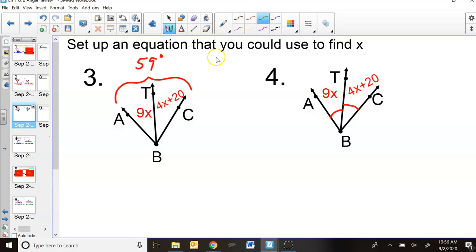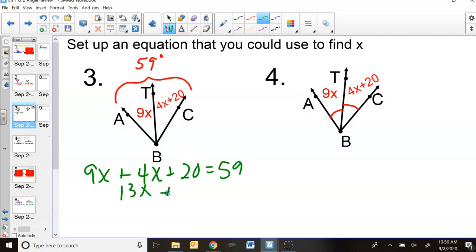Okay, hopefully you didn't say they were equal because there's no marks here to tell me that these are equal, and it doesn't say anywhere on here that BT is the bisector. So you would set this up as 9x plus 4x plus 20 equals 59, okay? I'm going to assume you can proceed by solving this in algebra, so I'm not going to finish that up, okay?